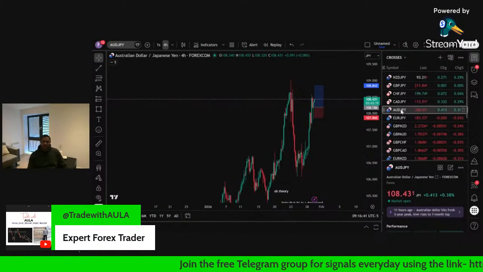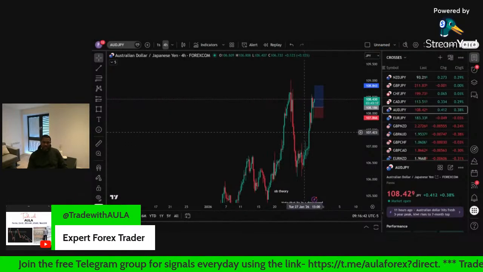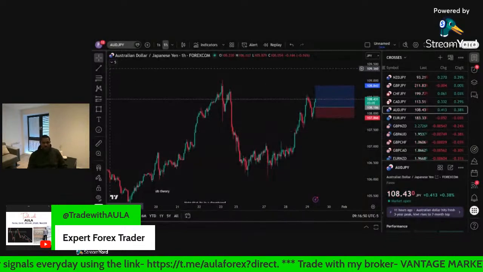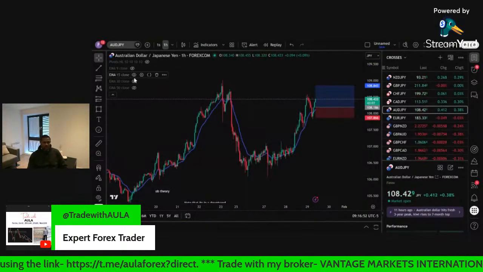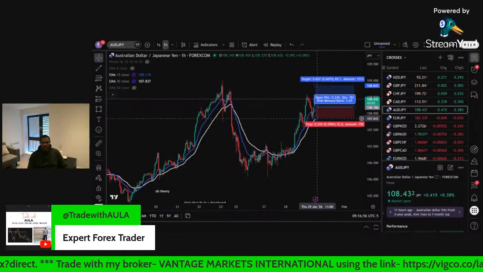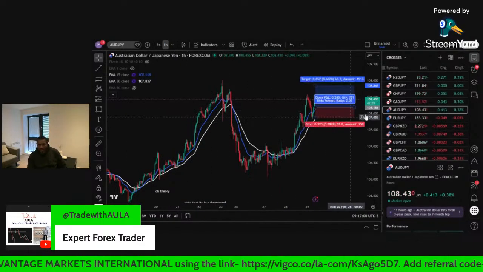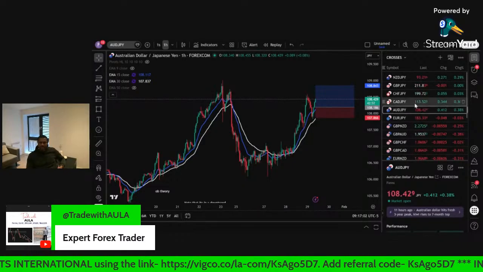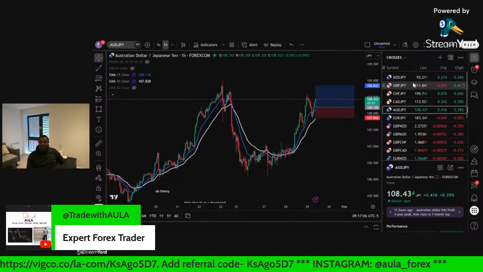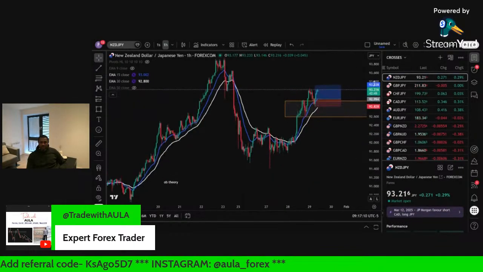NZD, Australia and New Zealand. You will see that when I change again to the 1 hour, the moving averages are moving in the same direction. You see, it's just above. So this would also reach. The essence of checking the pairs is that sometimes NZD-JPY will have signaled the movement first. Let's see where NZD-JPY is.